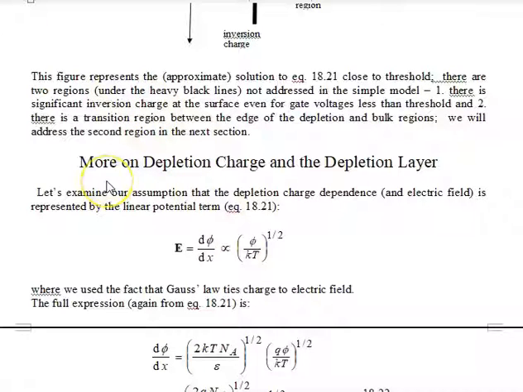So let's look a little bit deeper at the aspect of the depletion charge and the depletion layer, specifically the depletion layer thickness, the W. And to do that, we go back to our linear term. This is our depletion term. So this is the term that's going to be relevant for depletion.